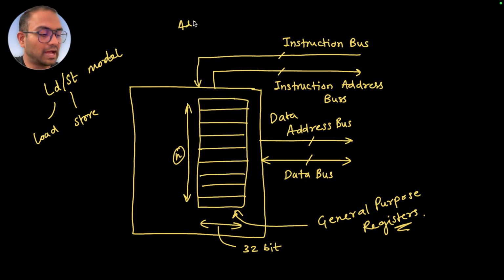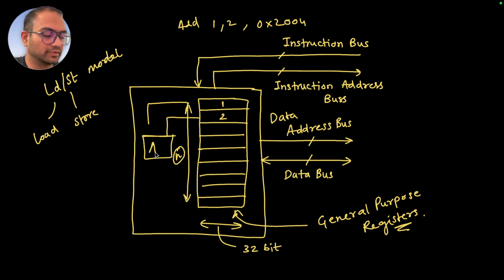So if you want to add two numbers, let's say 1 and 2, and save the answer to, I don't know, hex 2004 location, for example, the 1 and 2 must be stored somewhere in two registers. Then the addition is performed, and who performs the addition? Well, the friendly ALU. Okay. And who instructs what addition needs to be done, or what operation needs to be done? The control unit.